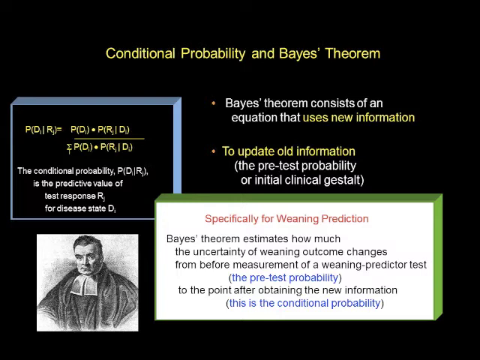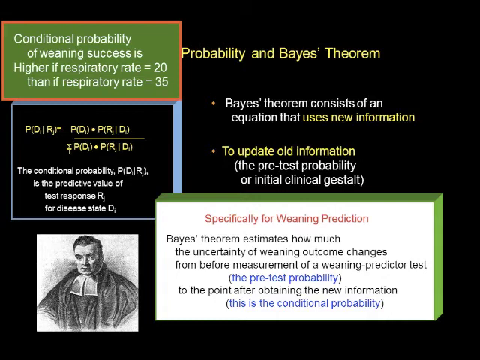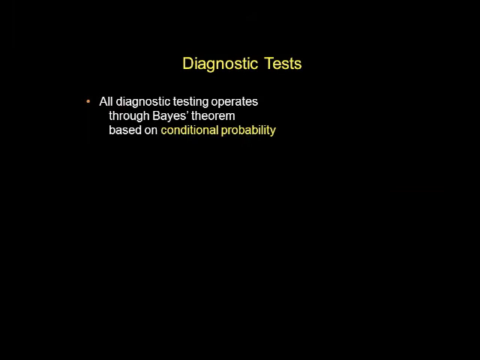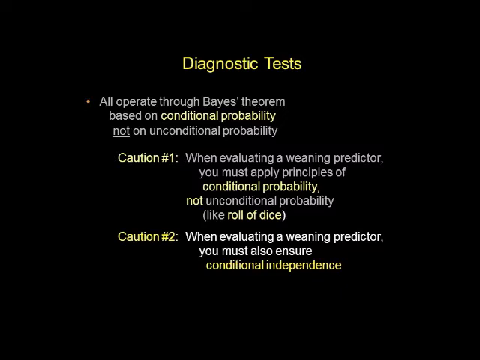Specifically for weaning, Bayes' theorem estimates how much the uncertainty of weaning outcome changes from before measurement of a weaning predictor test, the pretest probability, to the point after obtaining the new information. That is the conditional probability. So the conditional probability of weaning failure is higher if the respiratory rate is 35 than if it is 20. All diagnostic testing operates through Bayes' theorem, based on conditional probability, not on unconditional probability. So the first caution is that when evaluating a weaning predictor, you must apply principles of conditional probability, not conditions of unconditional probability, like looking at the roll of a dice.